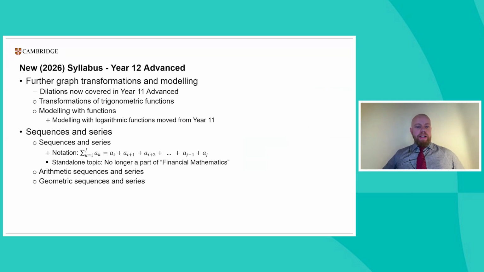So in Year 12 Advanced, dilations has been removed because that's now in the Year 11 Advanced course. Modeling with functions: log functions have been moved from Year 11 to Year 12. Under sequences and series, the sigma notation for a sum was actually never used at all in the advanced syllabuses, which is crazy to think when we did discrete probability distributions, sigma notation was never used, but it is certainly in there now. It's also no longer a subset of financial mathematics, so that's quite a sensible decision. Next slide, please.